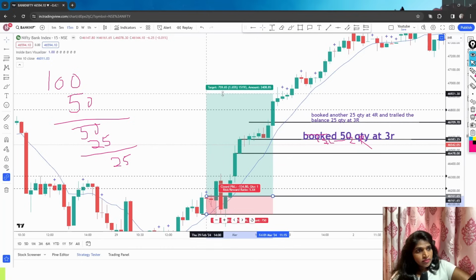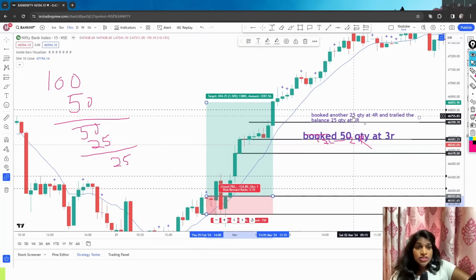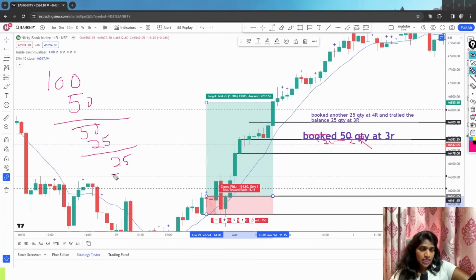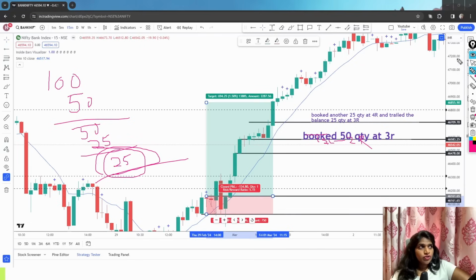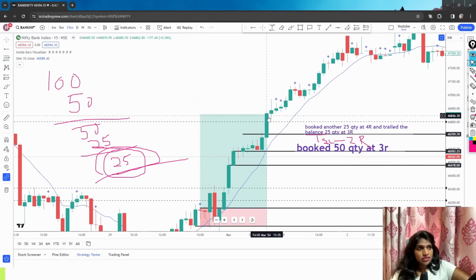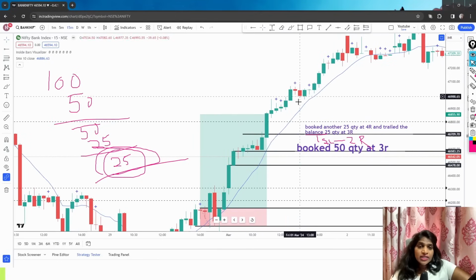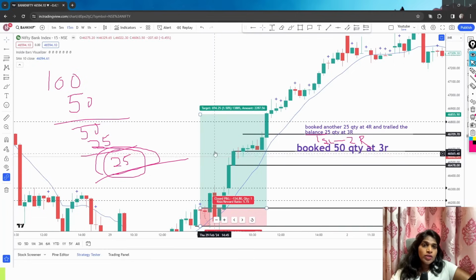It even went higher. Now this is where the market moved by 5 hour. Now I'm just holding the balance 25. See, now I'll just simply wait, because I have only 25% of the quantity left. I'll simply keep trailing it because I want to ride the entire trend. But let's say once I'm doing that I get another setup again, I'll take a fresh entry here. So that's how you build your positions and you book out in the strength.